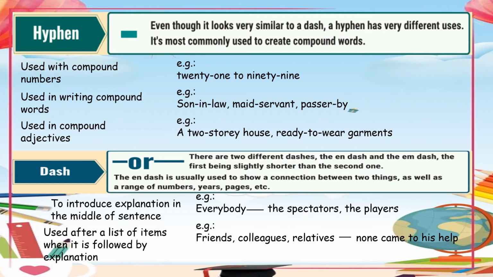Next one, dash, to introduce explanation in the middle of the sentence. Suppose I have to say something about many people. So everybody, who are they, everybody? The spectators, the players, and if any more I can write it with comma. So here I use dash. Used after a list of items when it is followed by an explanation. Friends, colleagues, relatives, dash, none came to his help. Just opposite of the previous example.